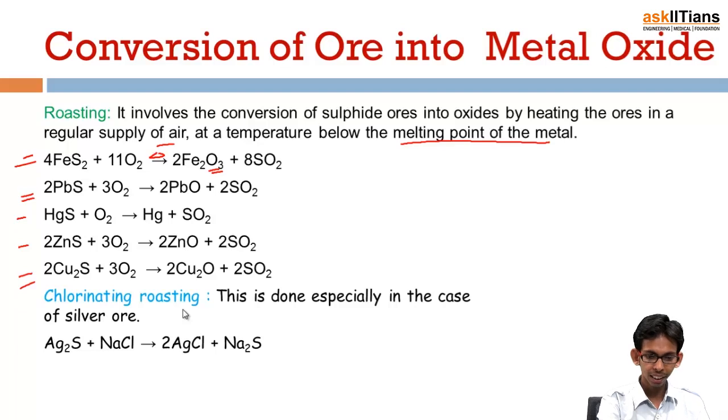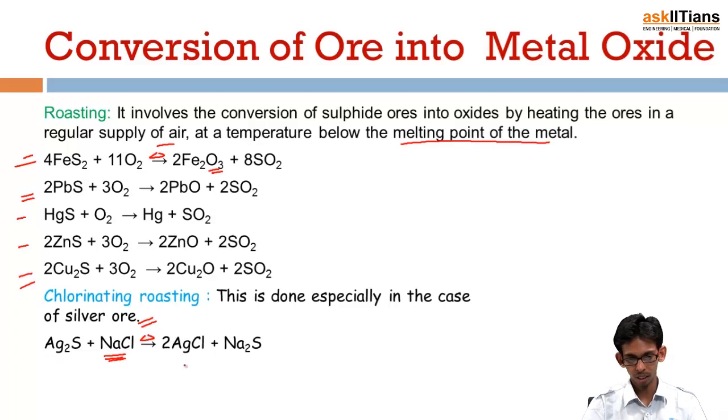And next, another thing is chlorinating roasting. This is a special type of roasting, and it is done in case of silver ores. If we have silver sulfide, it cannot be easily converted into oxide by just heating. So we heat it with sodium chloride. Then rather than getting silver oxide, we get silver chloride, which can easily be reduced. So this special type of roasting is known as chlorinating roasting. It is done in case of silver ore, where silver sulfide is converted into silver chloride by heating it with sodium chloride.